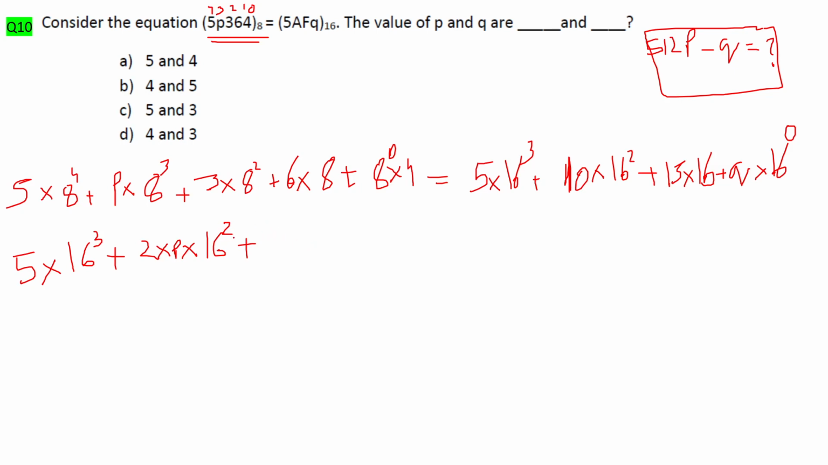So now I have to write it in terms of 16 raised to power 1. 8 square is 64, divided by 16 you get 4. So it's 3 into 4, which is 12, times 16 raised to power 1, plus 48. 48 divided by 16 is 3, so 3 into 16 raised to power 1. And you can write this 8 raised to power 0 as 16 raised to power 0, because both of them are equal to 1. So you can write 16 raised to power 0, and the RHS will remain the same.